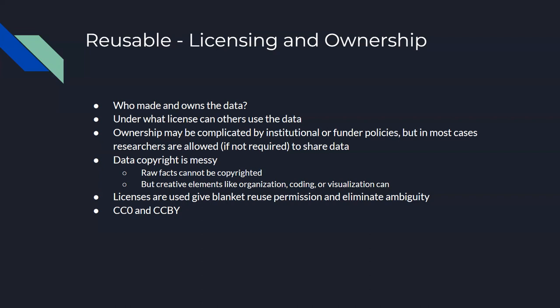Essentially, because data copyright is kind of messy and because parts of it are copyrighted and parts of it aren't, licenses are generally used to give blanket reuse permission and to eliminate that kind of ambiguity. The two most common types of licenses you'll see applied to data are CC0 and CC BY licenses. If you're not familiar, CC0 is basically a way of dedicating something into the public domain. So if a data set is given a CC0 license, that means it's a public domain work. There is no copyright applied to it anymore, and anyone can use it for any purpose as they see fit.